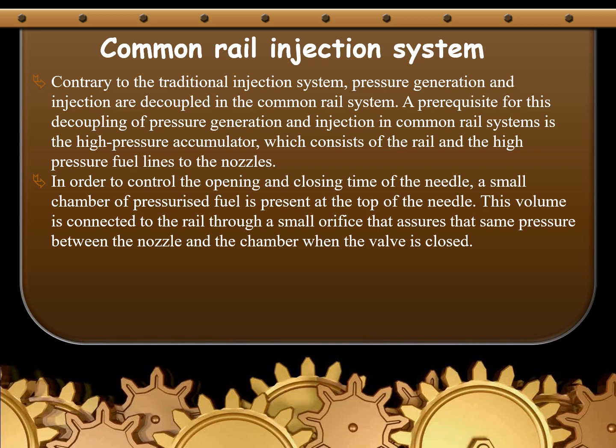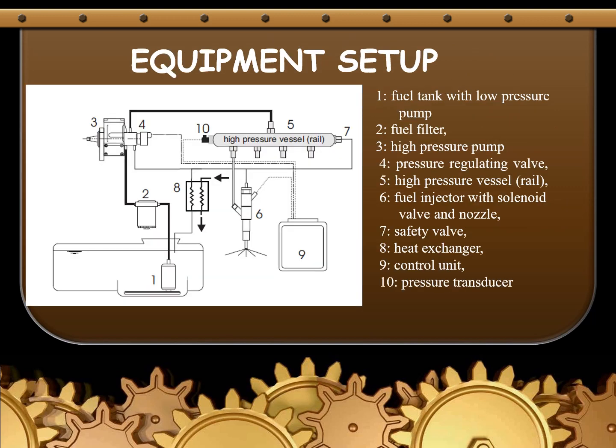In order to control the opening and closing time of the needle, a small chamber of pressurized fuel is present at the top of the needle. The volume is connected to the rail, and the small orifice assumes the same pressure between the nozzle and chamber. Then the valve is closed, and the fuel is saved.